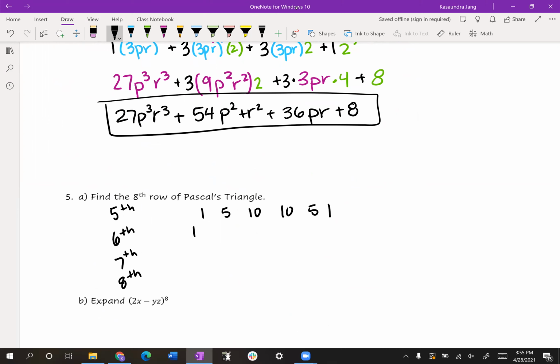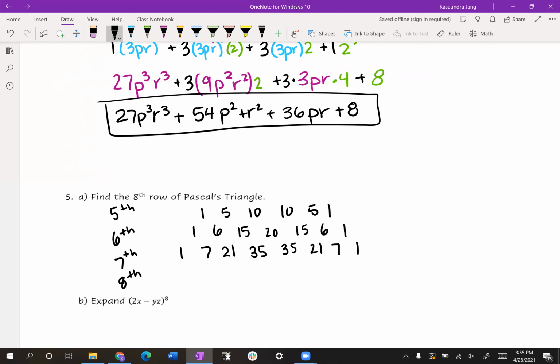So the 1's always on the outside. 1 plus 5 is 6. 5 and 10 is 15. 10 and 10 is 20. And have you guys noticed it's symmetric? It'll kind of do the same thing on the other side. So again, 1 on the outside. I'll add up my 1 plus 6, my 15 plus 6 also for the 21. And then my 20 plus 15 is 35. And then it kind of does the same thing on the other side.